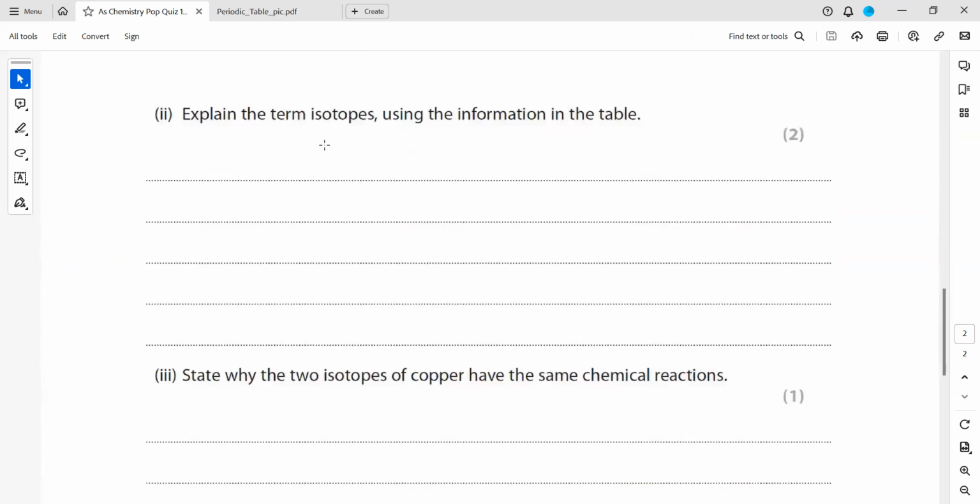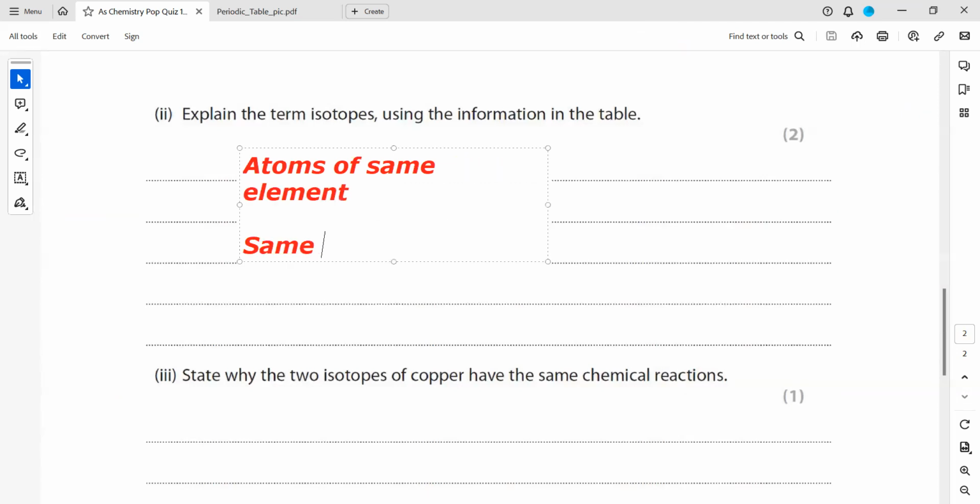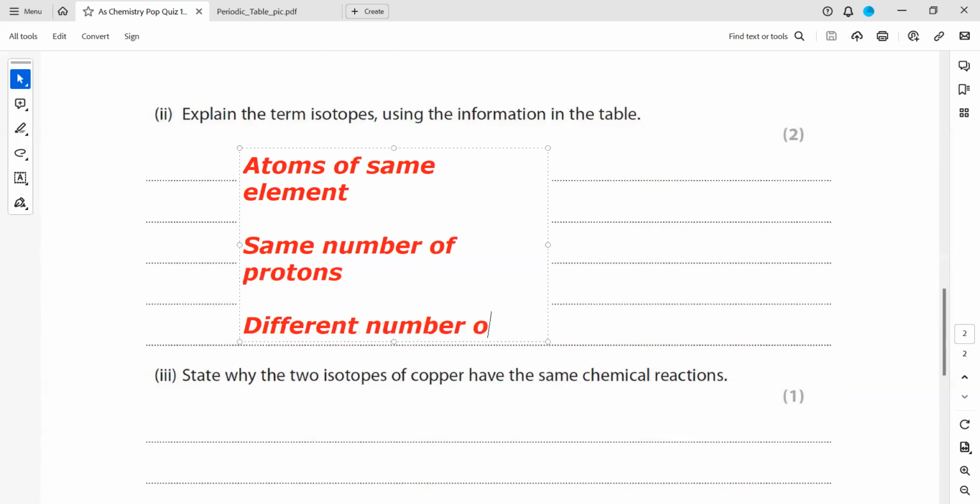Explain the term isotope using information in the table. So how will you score 2 marks? What is the meaning of isotopes? Isotopes are atoms of the same element having the same number of protons but different numbers of neutrons. So atoms of the same element which have the same number of protons and they have different numbers of neutrons, we call them isotopes.